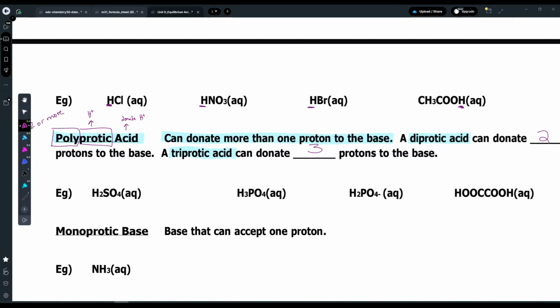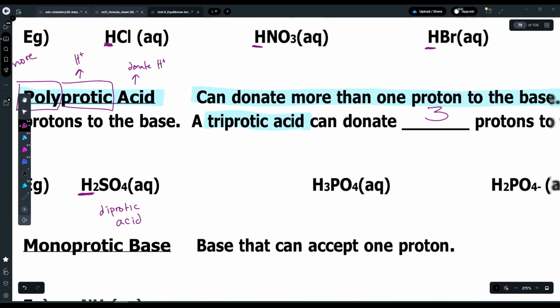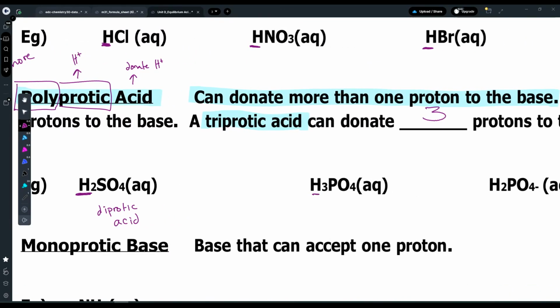So for example, we have sulfuric acid. Here are our acidic hydrogens. This would be a diprotic acid. Over here we have phosphoric acid. This would be a triprotic acid.